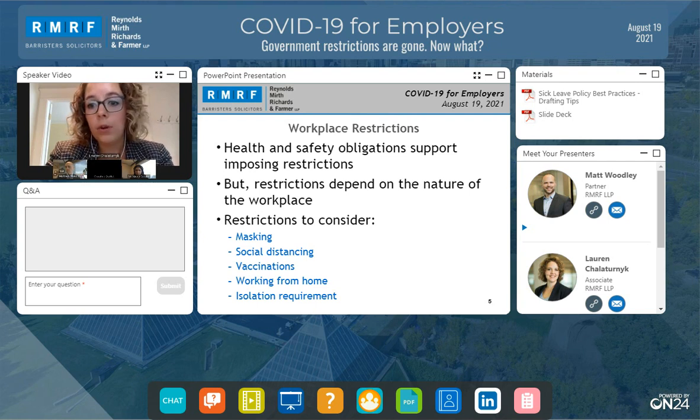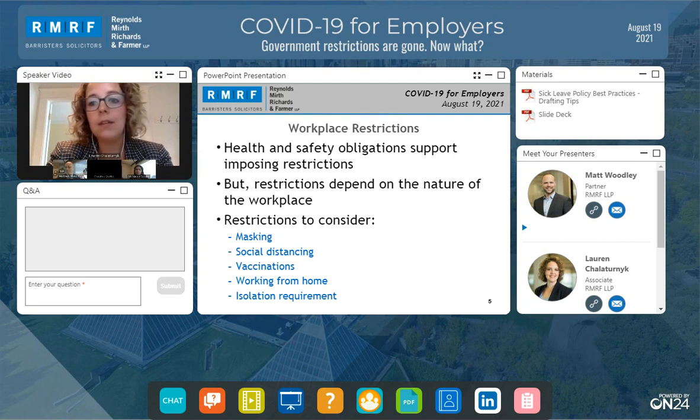That is something that employers may need to put in place in order to ensure that their health and safety obligations are being upheld. They may need to say, look, even though the province is no longer requiring this, we are, because we need to ensure that everyone is safe. I would say this is especially the case, even if, and I'm anticipating a potential question, what if my entire workplace is vaccinated?